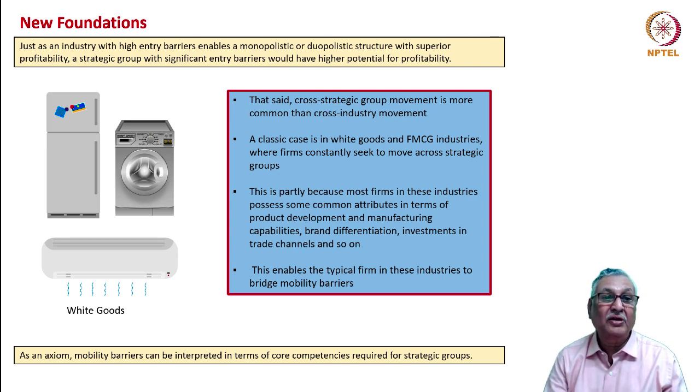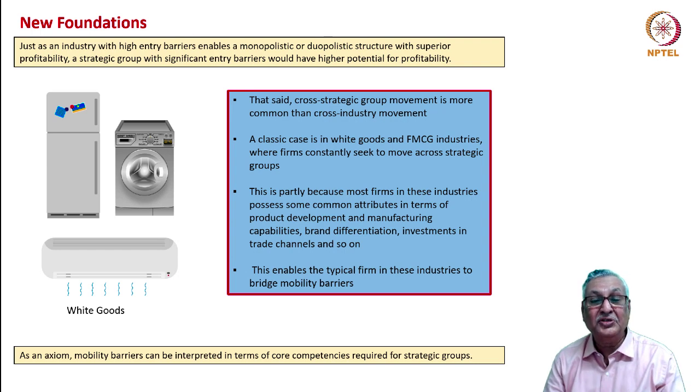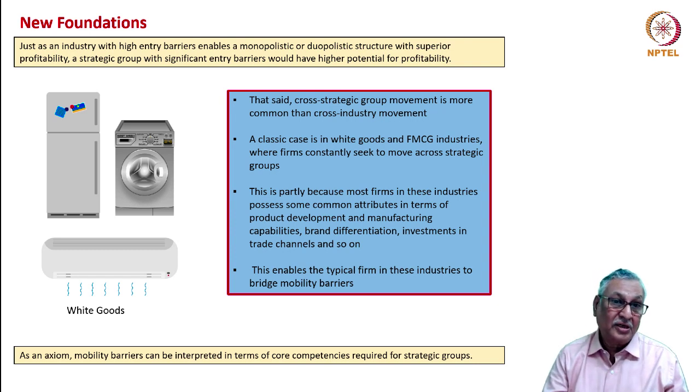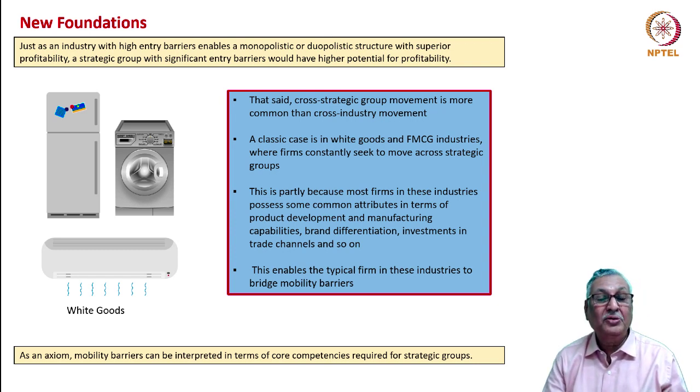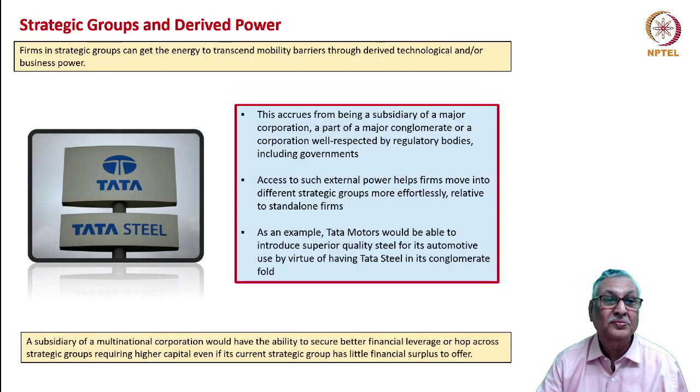Therefore, the typical firm in a white goods or FMCG industry is able to bridge mobility barriers pretty fast. On the other hand, if even in those industries you have certain core competencies which are very high, then mobility barriers could be erected there also. If you are able to increase the shelf life of a perishable food product significantly, you have erected through your technology a mobility barrier that will make other food product companies balk at trying to enter your strategic group. That is how it works.